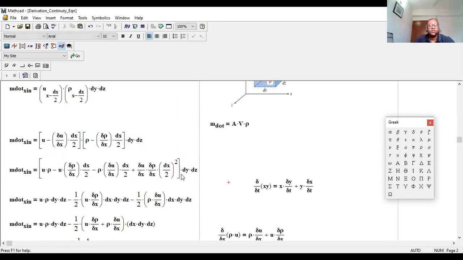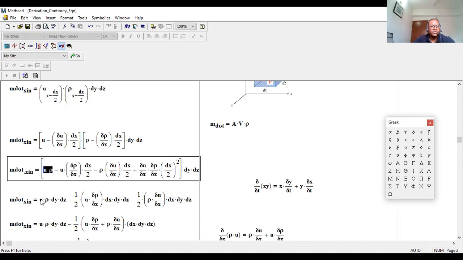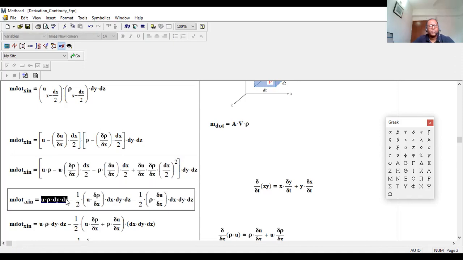Now dx square, so we can neglect this term, it is a higher order term. And right over here, you multiply by dy dz, so you are getting rho u dy dz. Then right over here, just rearrange, like u and d rho I keep in a bracket. Half, this is the volume dx dy dz.